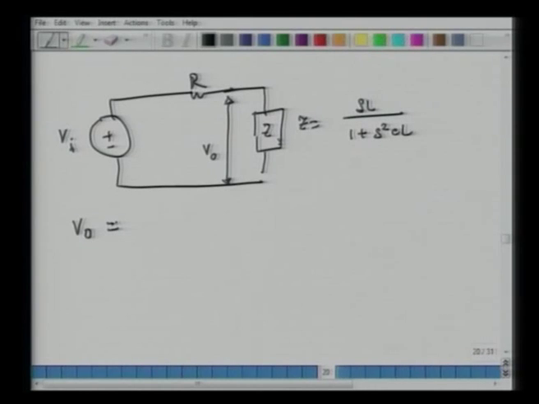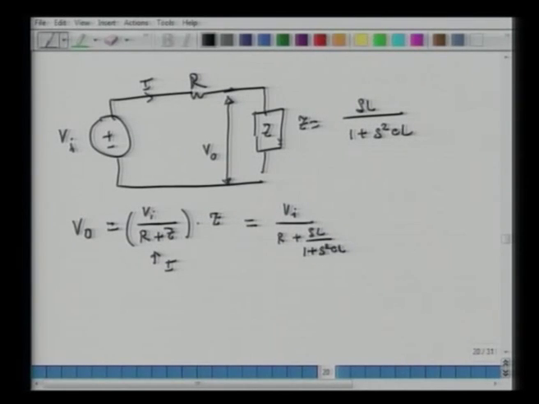So V naught is what? If my complex current is I, then it is basically Vi over R plus Z, right? That is my current, complex current I, and then I multiply that by Z. That will be the voltage, complex voltage across Z. So I do the math. So I have Vi over R plus SL over 1 plus S square CL, that is my complex current, times Z, SL over 1 plus S square CL.